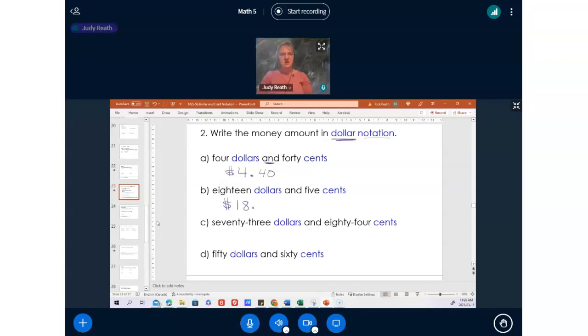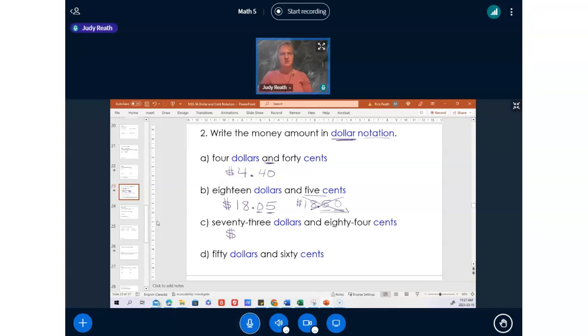$18 and 5 cents. Be careful that you don't write just 18.5, because whenever we use dollar notation, we need to have the 2 decimal places, right? If you write 18.5, that will be wrong as well, because that will imply that you just forgot to put the 0 there to make it 50 cents. And that's not what we have here. It's 5 cents. So make sure you put the 0 in the tenths place and the 5 in the hundredths place.